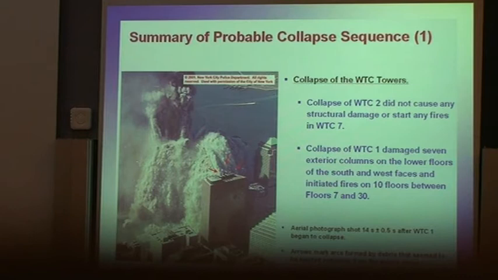WTC-2, the south tower, did not cause any damage to World Trade Center 7. World Trade Center 1 damaged 7 exterior columns on the lower floors of the south and west faces and initiated fires on 10 floors between floor 7 and floor 30.